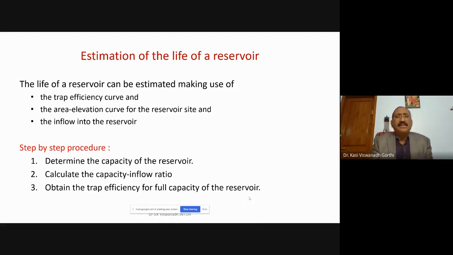So the simple step-by-step procedure for estimating the life of the reservoir is to determine the capacity of the reservoir. Step 1, you need to find the capacity of the reservoir. How do you find the capacity of the reservoir? Based on our mass curve analysis, previous class. Then calculate the capacity inflow ratio and obtain the trap efficiency for the full capacity of a reservoir.